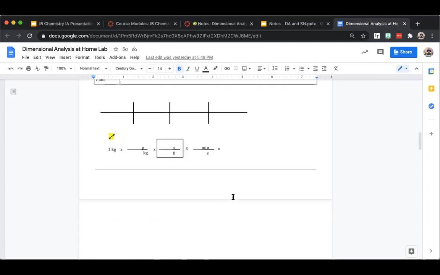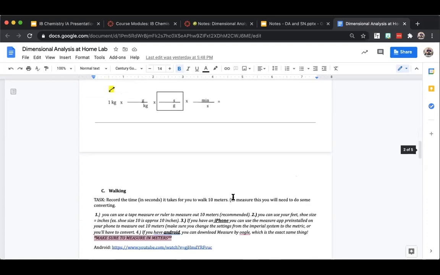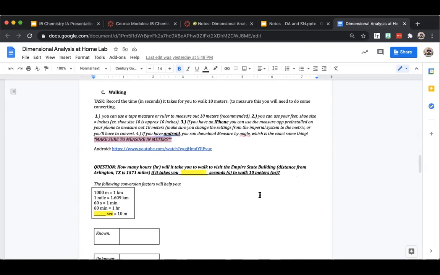Okay. And then the last one, I think this is the last one. Nope, there's two more. The third one's walking. So you'll time in seconds, on your phone, how long it takes you to walk 10 meters. If you have a measuring tape or something, that would be the most beneficial thing to use to measure out 10 meters. If you don't, then you can use your feet.